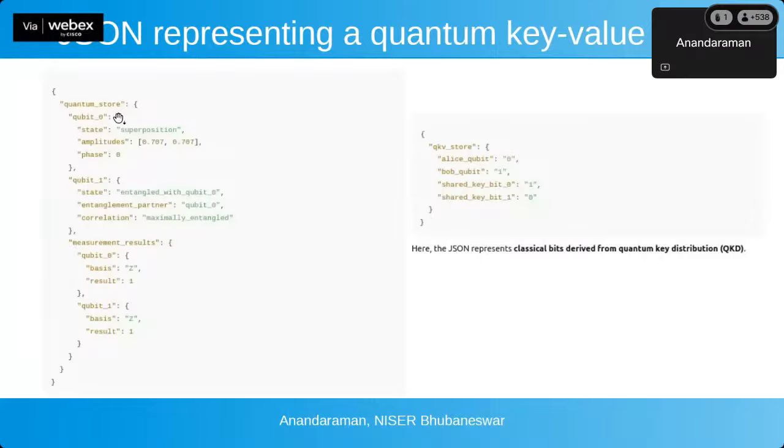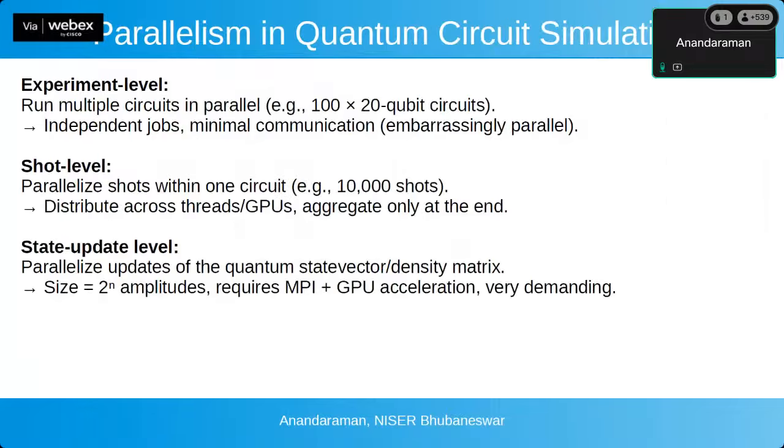So this is just key value format. Qubit 0: state is equal to superposition, amplitude is equal to this, and the phase. So key value pair, JSON format. This is how it is stored.